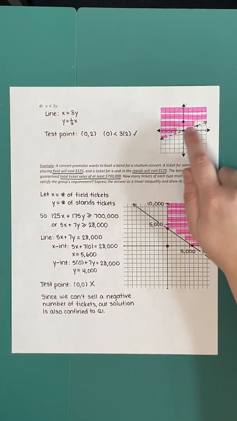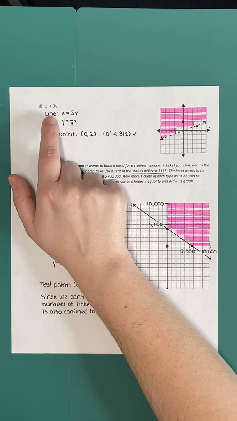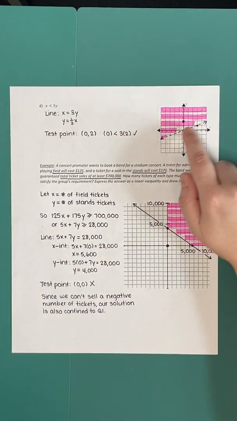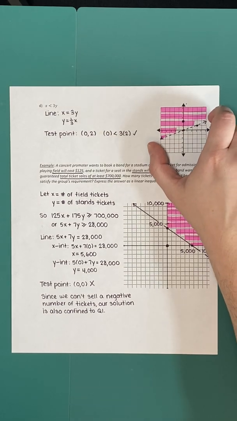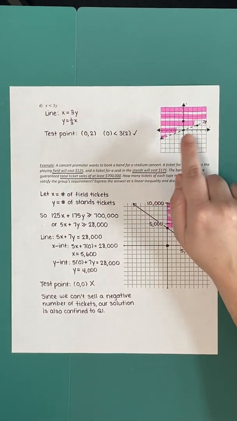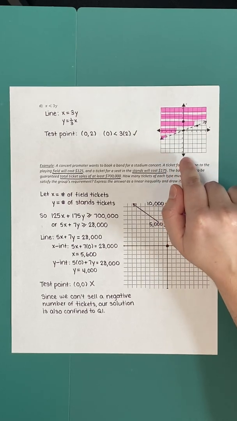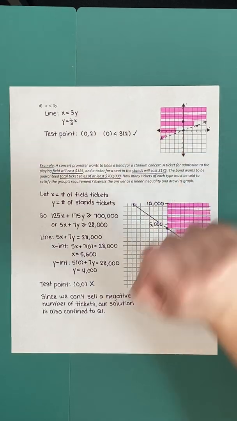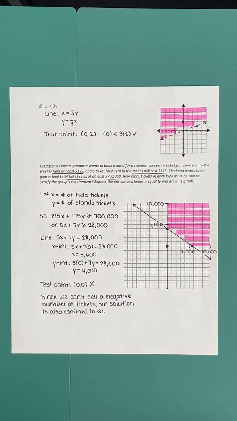I know this line has to be a dotted line because I don't have an equal to as part of my inequality. So I'm going to graph that dotted line. That's going to be my boundary line. The question then is, do I want everything above it, or do I want everything below it? Now, we can't use the test point 0, 0 this time because it's actually on the line. We have to choose a point other than something on the line.